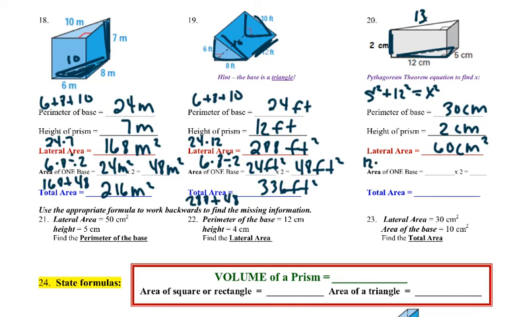When I do the area of one base, all right, so what was that? 12 times 5 divided by 2, so that's 30. There's 2 of them, so that's 60, and then 60 plus 60, 120. The nice thing about these problems, there's just a rhythm to them, right?